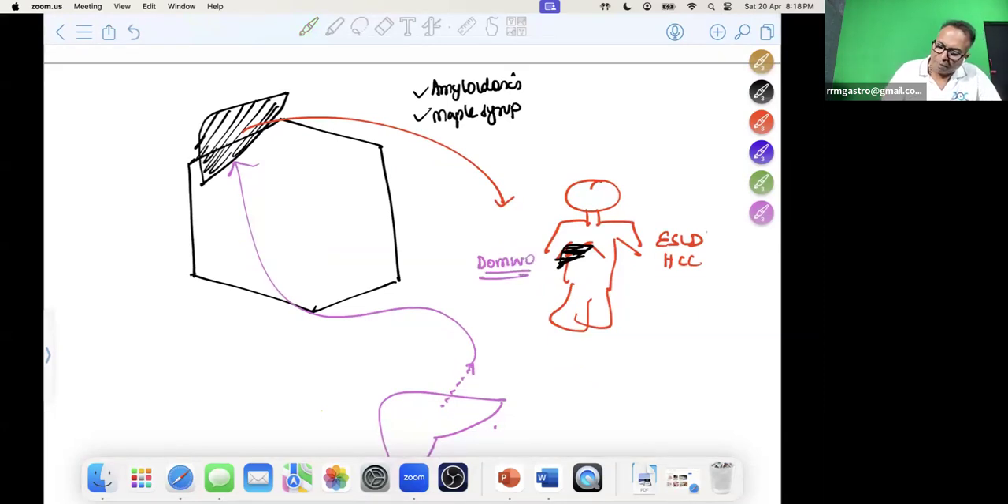Will this recipient develop amyloidosis or maple syrup urine disease? They may not usually develop it. Even if they develop it, it will take 10 to 20 more years. So therefore, domino transplant is well done for amyloidosis and maple syrup disease.